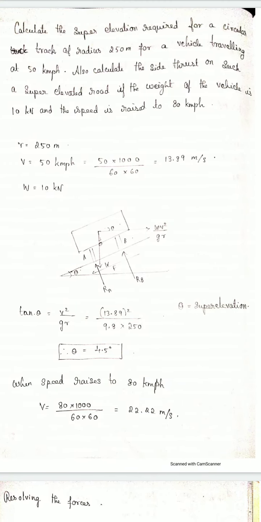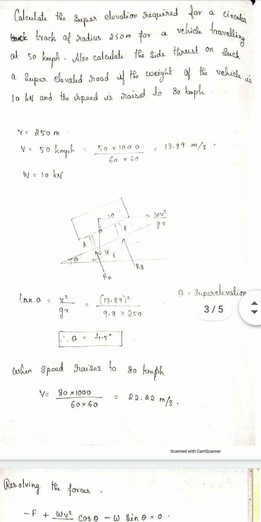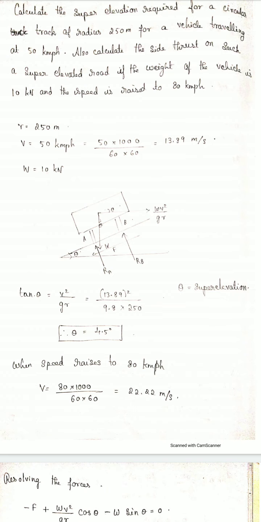See, the question they have given is: calculate the super elevation, that means E we have to calculate, required for a circular track of radius 250 meter, that means R is 250 meter, and a vehicle traveling at 50 kilometer per hour. So take V is equal to 50 kilometer per hour. We also have to calculate the side thrust, thrust means F. So two components we have to calculate, one is the super elevation and the other one is the thrust.